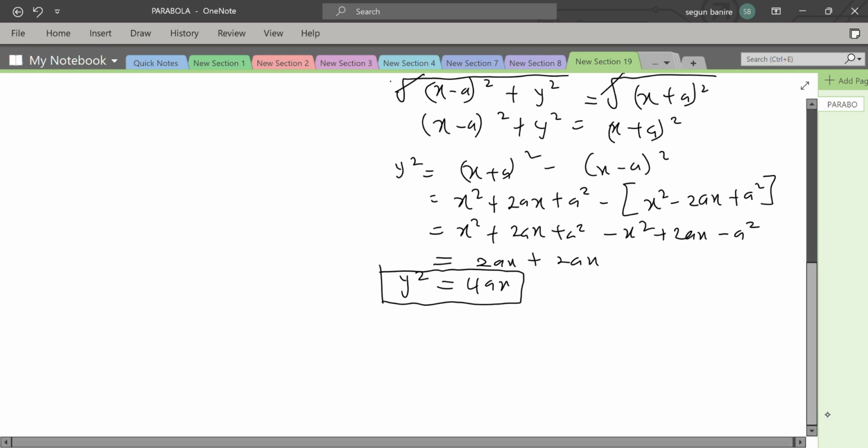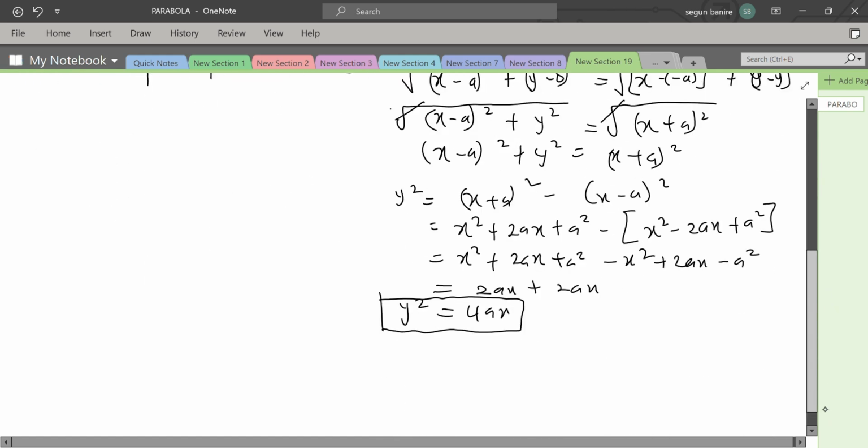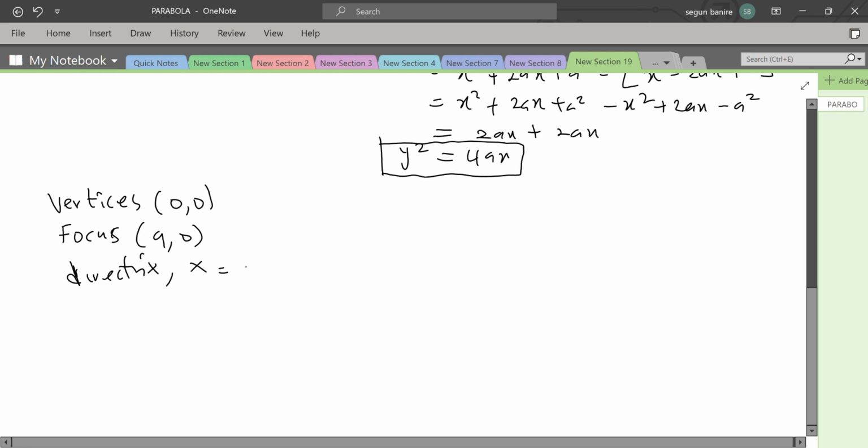Okay, so that is it. The most important thing you must remember: we have the vertex of this equation at the origin. The focus is at a, 0, and then the line of the directrix is x equals minus a. So that is what you need to know. This equation is y squared equals 4ax.